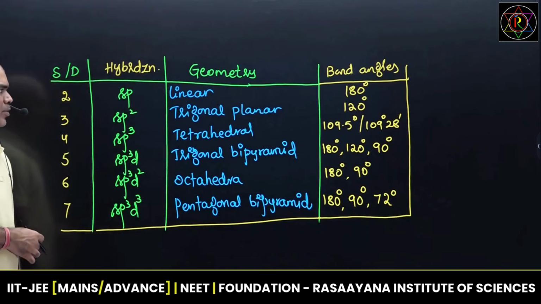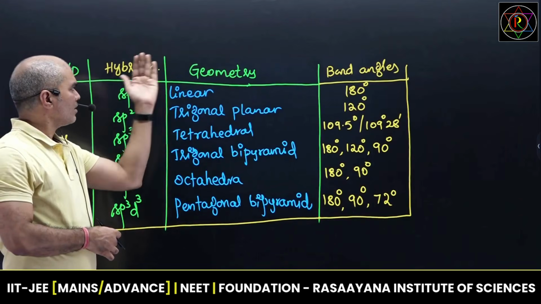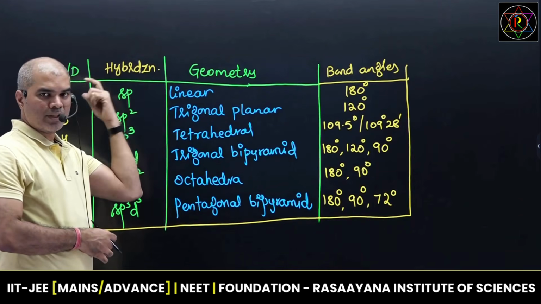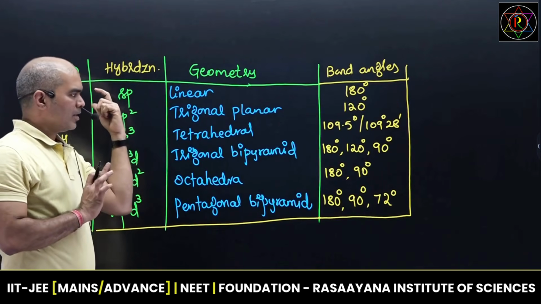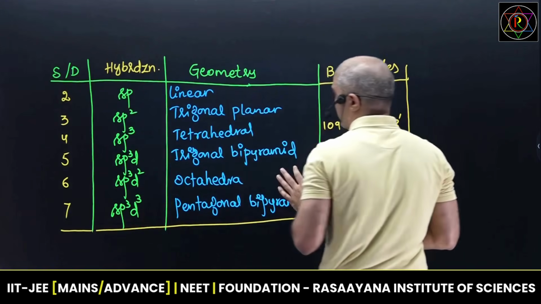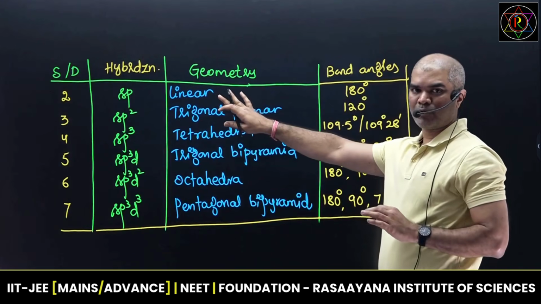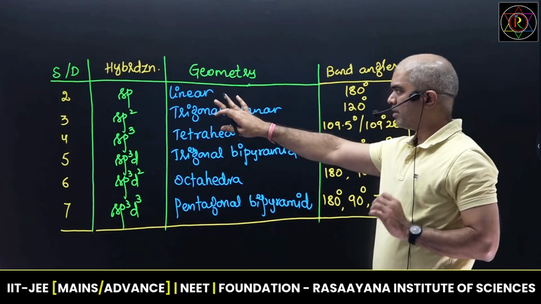These are the various bond angles corresponding to a particular geometry, which has a particular hybridization along with its steric number or domain. So once we have understood the different types of geometries, all these are called the parent geometries of valence shell electron pair repulsion theory.